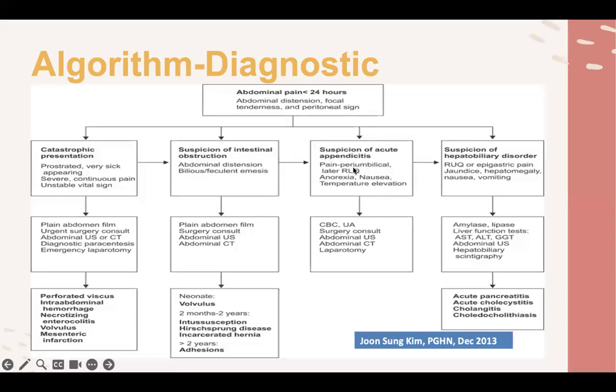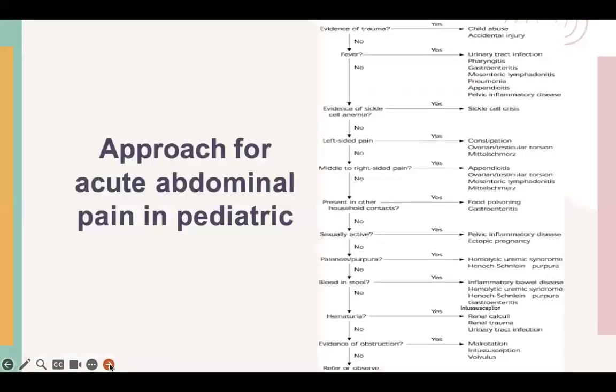When you are suspecting appendicitis alone, look at the complete blood count, urine analysis, surgical consultation, ultrasound abdomen, CT if required, and further proceed to laparotomy. With suspicion of a hepatobiliary disorder, go for liver function tests, abdominal ultrasonography, and if required other investigations according to the diagnosis. Acute pancreatitis, acute cholecystitis, cholangitis, and cholelithiasis can be seen in hepatobiliary disorders.